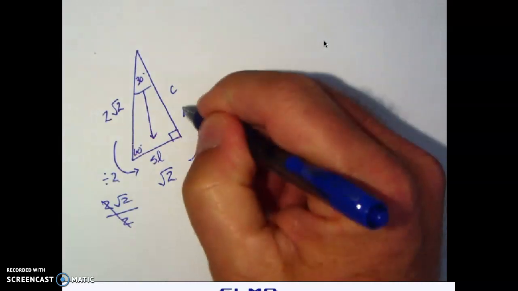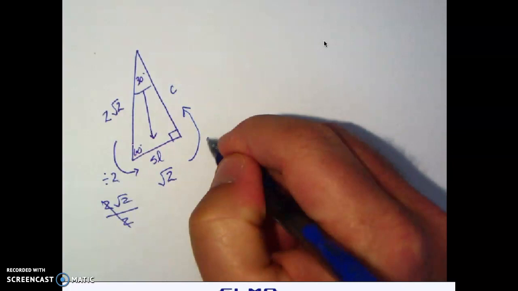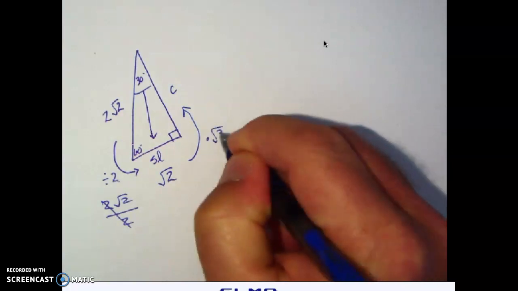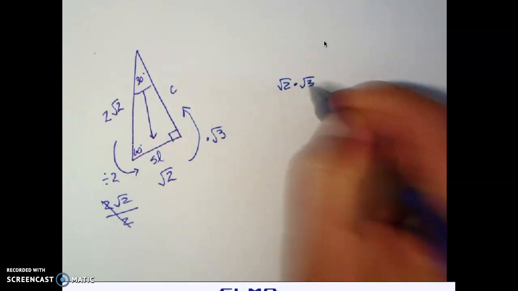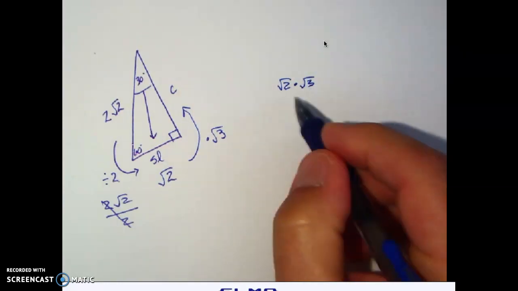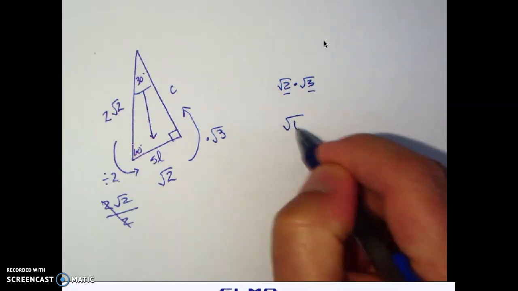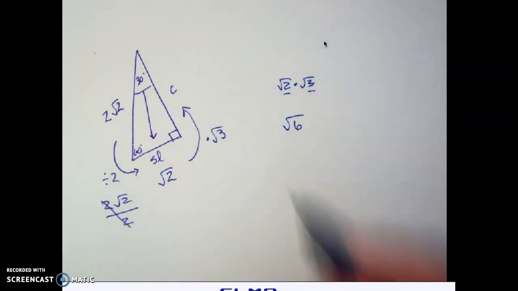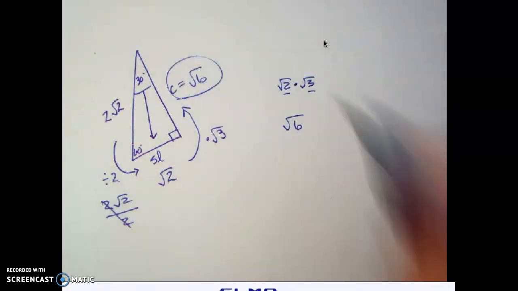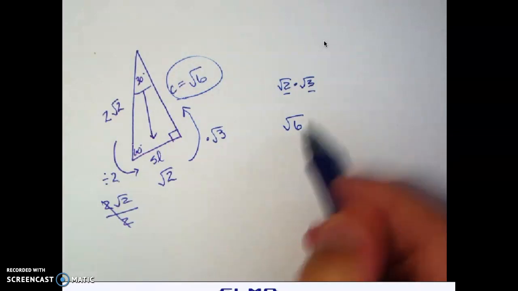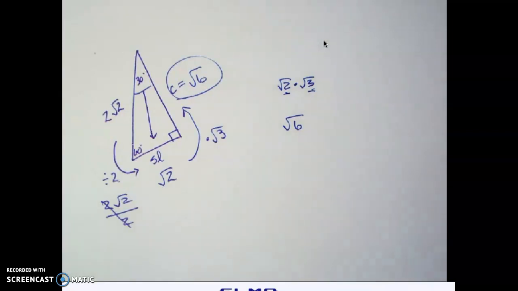Then, if I know the short leg and I'm looking for the long leg, I'm going to multiply by the square root of 3. So when I take square root of 2 times the square root of 3, because they both have radicals, then I would just multiply these two numbers, 2 times 3, and that would give us square root of 6. That would be the long leg is square root of 6, because that won't simplify because our two factors are 2 and 3, both prime numbers.